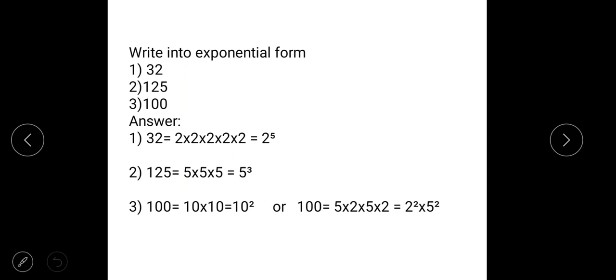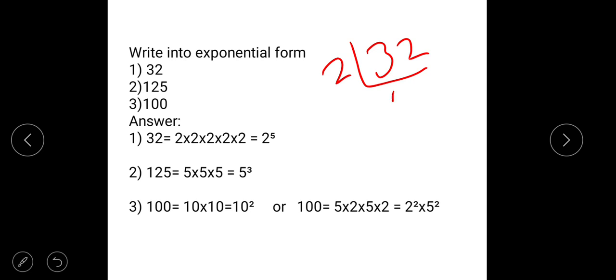Look at some questions. Write 32 into exponential form. How do we write 32 into exponential form? Look at the answer. 32 can be written as a product of factors. This 32 is written as a product of prime factors. Okay, how do we find the prime factors? Take 32 and factorize it. We know prime factorization already.